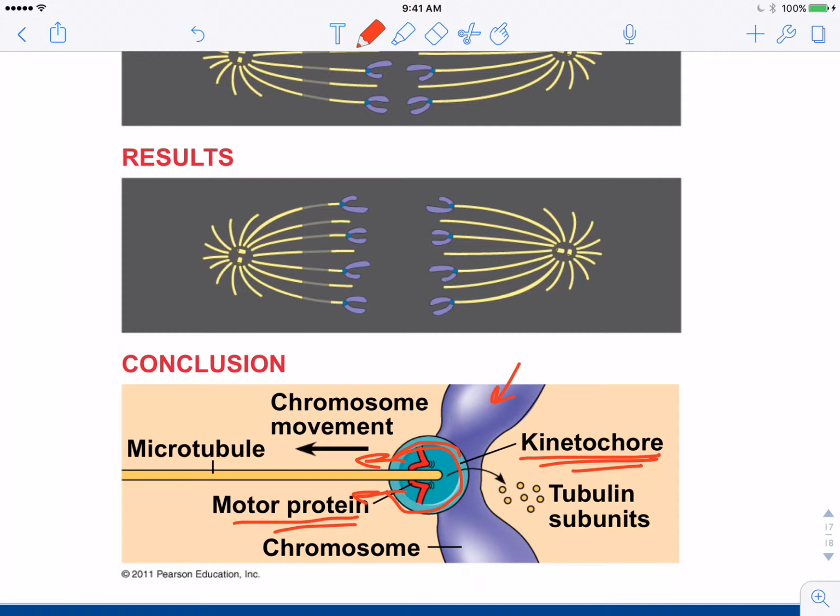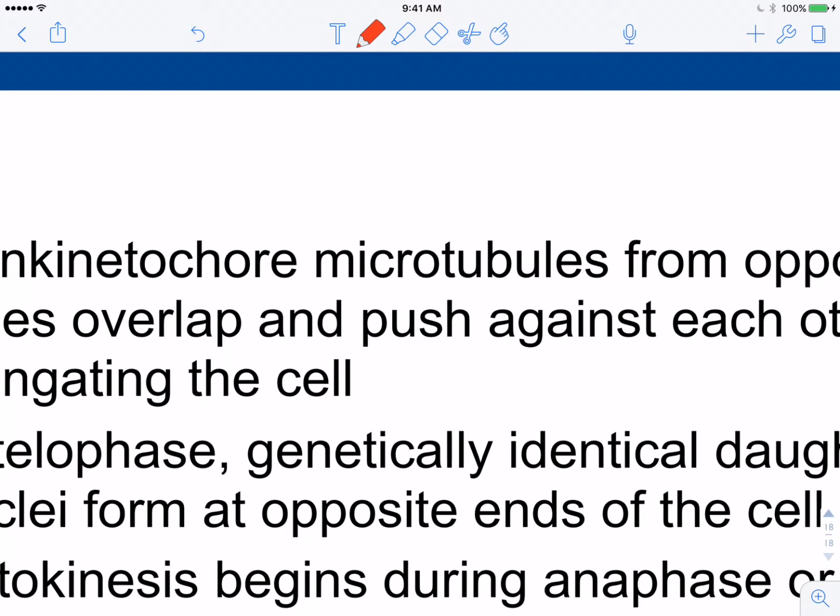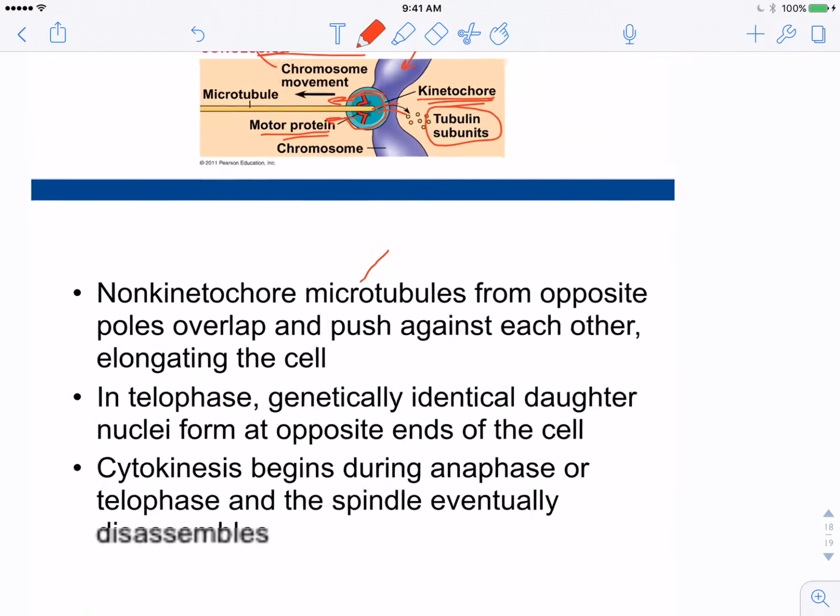As they do, the microtubule falls apart into tubulin subunits. Okay, and that's what draws the chromosomes towards the centrosomes. Oh, sorry, towards the centrosomes. Okay, oh, now it's big. I've got to try to make it smaller. There we go.